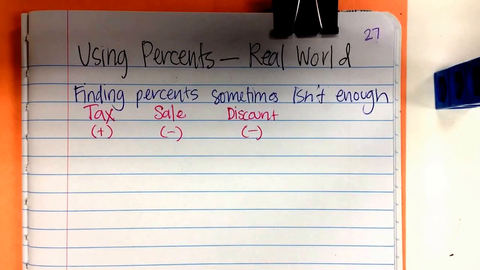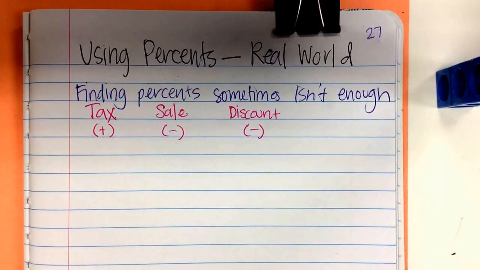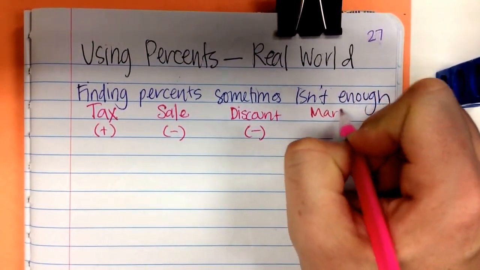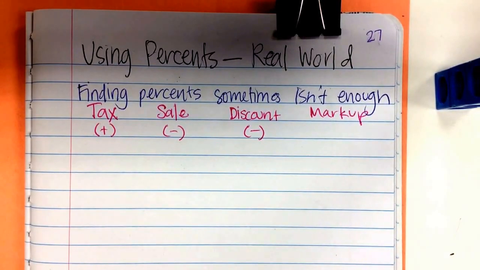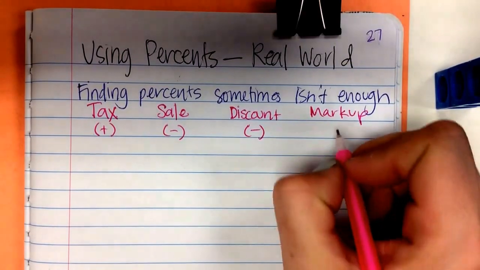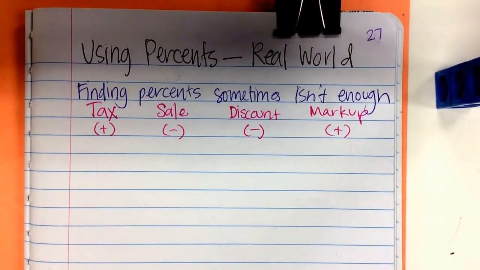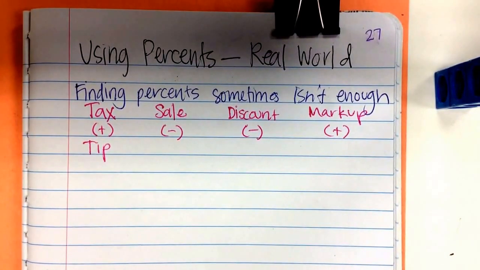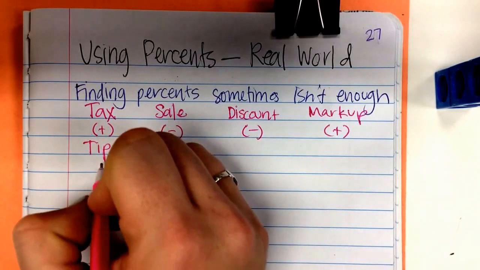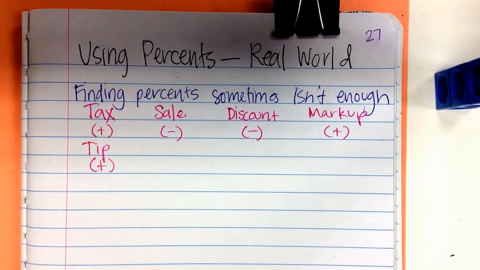If you grow up and you decide you want to own your own store, my sister-in-law owns a children's clothing store. When she buys things to sell in her store, she has to then do a markup. If she buys a shirt at $15, does she sell it for $15? No, she marks it up. She makes it more expensive, so she makes a profit. If you eat at a restaurant, there's this thing called a tip. Do tips make things more expensive or less expensive? So we add tip in.